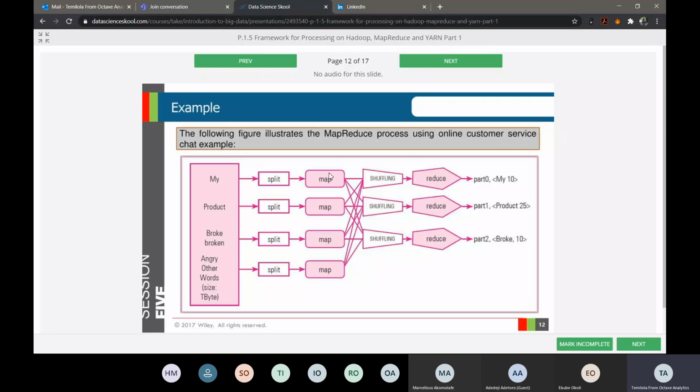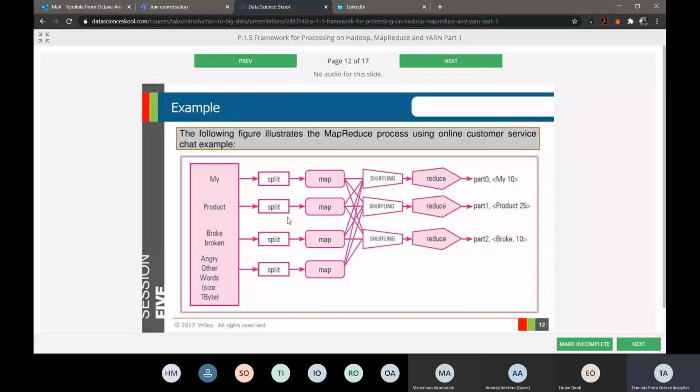So for each of these different nodes, it will pass the output into the reduce function. But before passing it into the reduce function, it will shuffle it. So for this first shuffling, the very first reduce node is looking for the word my. Then the second reduce node is looking for the word product. Then the third reduce node is looking for the word broken.